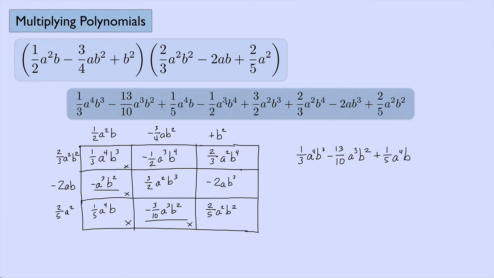Next we have this one, -1/2 a cubed b to the 4th. That's right here. So that'll be -1/2 a cubed b to the 4th. Then we had this one, 3/2 a squared b cubed. That guy's right here. So that'll be plus 3/2 a squared b cubed. Then we have 2/3 a squared b to the 4th. That's right here. Then we have this one, minus 2ab cubed. That's right there. And then last, we have the 2/5 a squared b squared. That's right there. And you can see that we do indeed get the same exact thing.